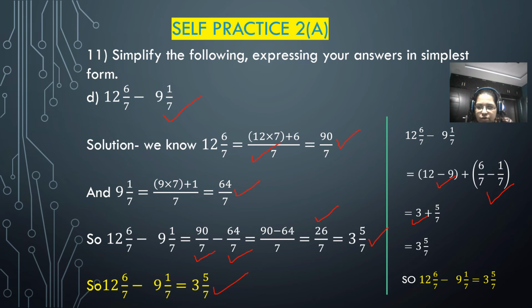This is like fractions. So subtract the numerators and divide by the denominator as usual. 6 minus 1 is 5, and the denominators are equal, so write down the denominator 7. So we get 3 plus 5 divided by 7. 3 plus 5 divided by 7 is 3 5 divided by 7. So we get 12 6 divided by 7 minus 9 1 divided by 7 is 3 5 divided by 7. In both cases, we get 3 5 divided by 7.